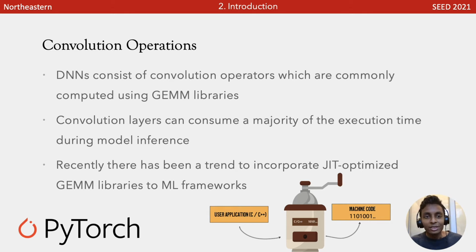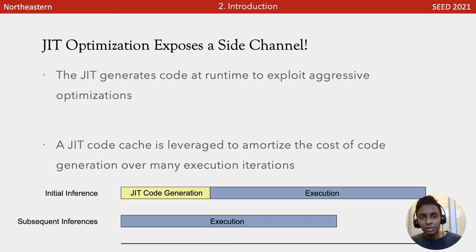DNNs actually consist of convolution layers and fully connected layers. Because convolutions consume a majority of the execution time, there has been a trend to optimize these operations using just-in-time GEMM libraries. So next we'll see how these just-in-time optimizations actually expose a side channel. In the first inference, the GEMM library generates a highly optimized instruction sequence, and in subsequent inferences, since we already have the instruction sequence in the code cache, it will only be retrieved. So this means that in the subsequent inferences, you can have fast execution.